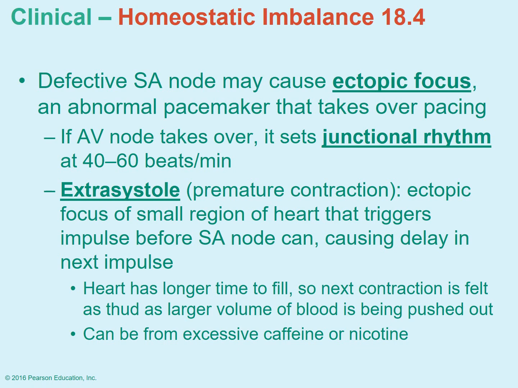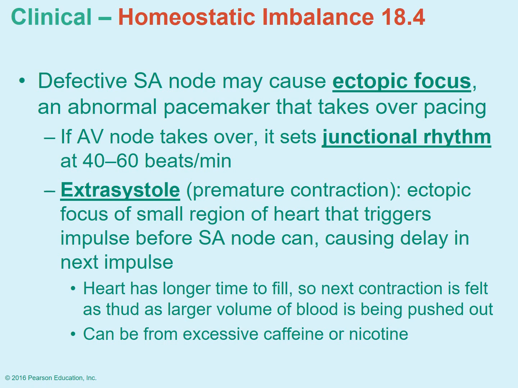At times, if the AV node takes over, it can set the rhythm, what we call junctional rhythm. It's a way of taking over in case the SA node is abnormal. Those pacemaker cells are abnormal and not contracting properly as they should. Like I say, you need to have the most efficient pump as possible.